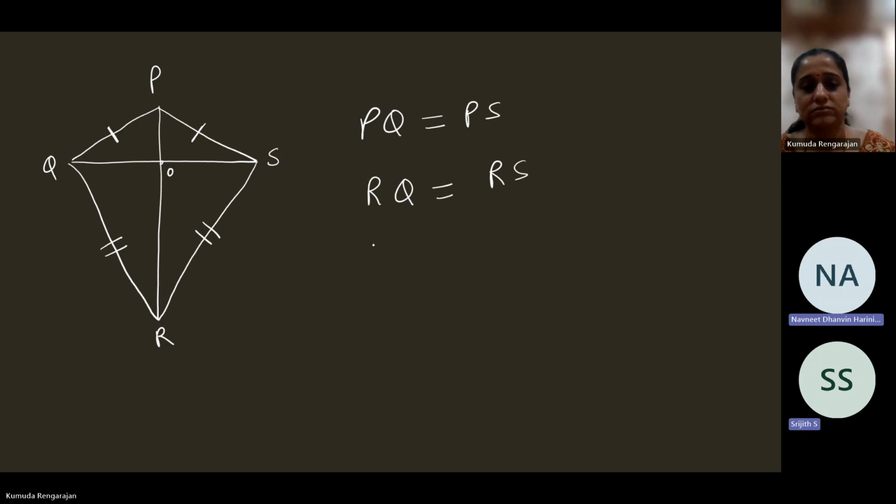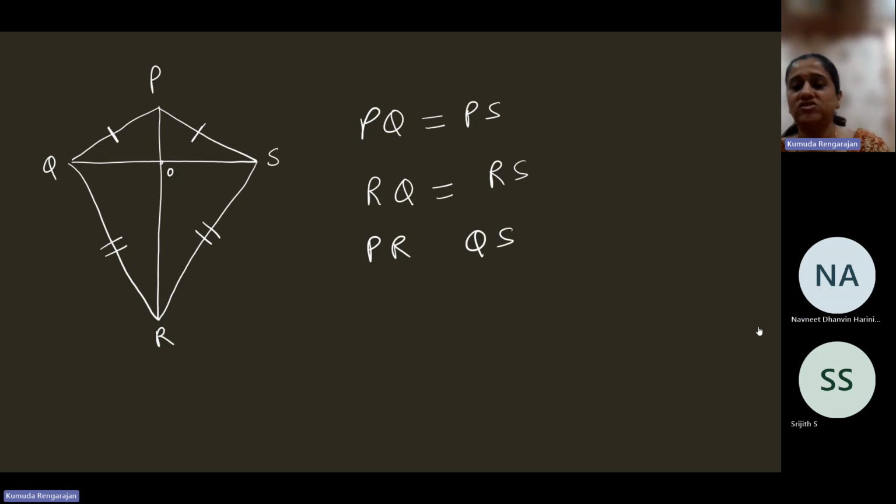Ma'am, PR, QS, PR. Correct. PR and QS. Are you there, Srijit? Yeah. PR and QS, they are the diagonals. They are not equal. The length of the diagonal PR and the length of the diagonal QS will not be equal in a kite. One diagonal is long, the other will be short. Understood this? In a kite, the diagonals are of unequal lengths.